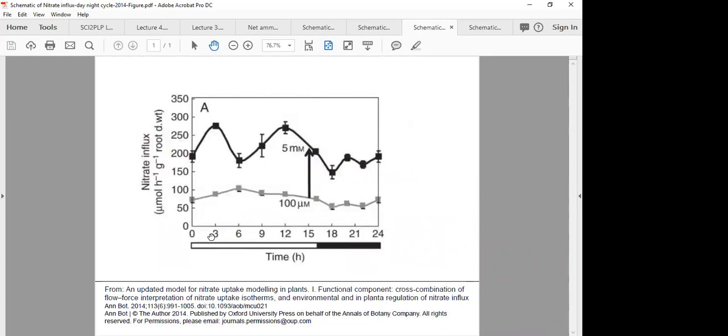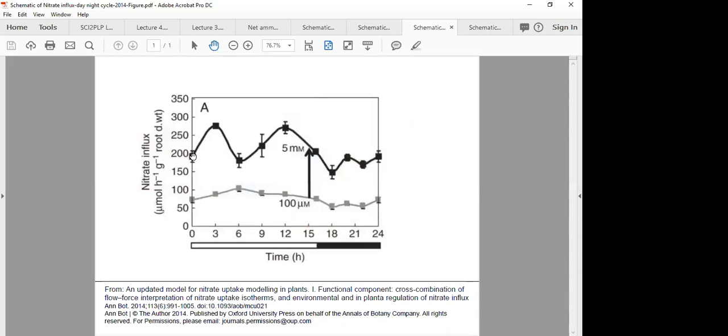So this is interesting. If we just look at this axis down here, time, where time 0 would probably represent dawn. And where we've got this dark area here, this would be night, so day and night. And you can see clearly, and this depends on the concentration of nitrate that's available. So this is quite a high concentration, 5 millimolar versus 100 micromolar. So when there's a high concentration of available nitrate, let's look at what happens.